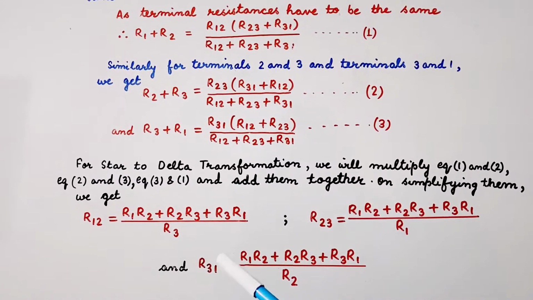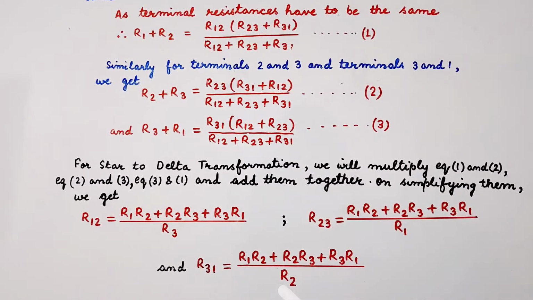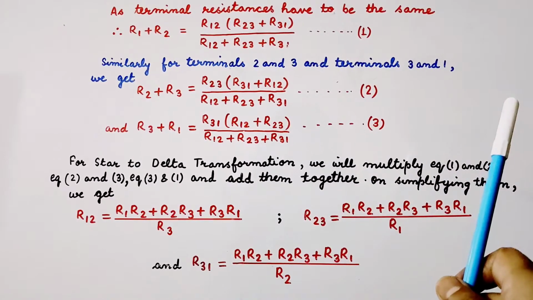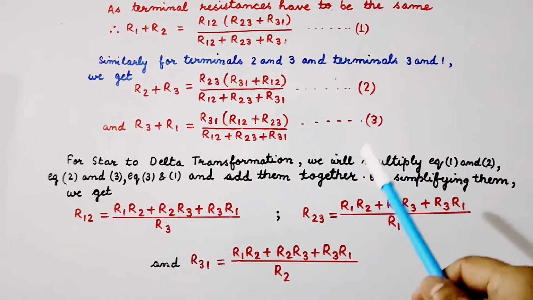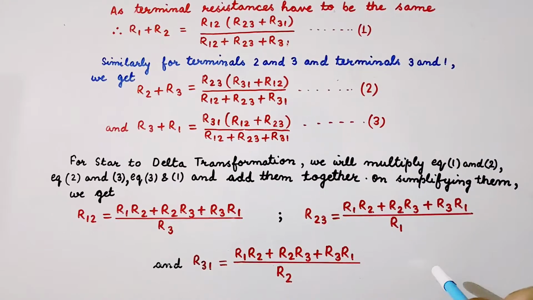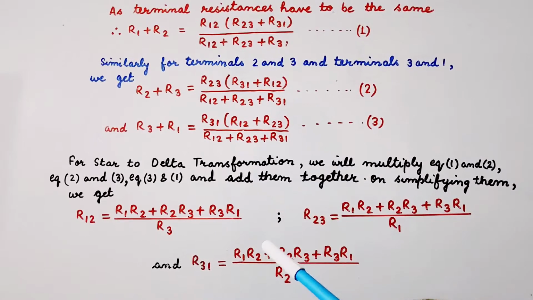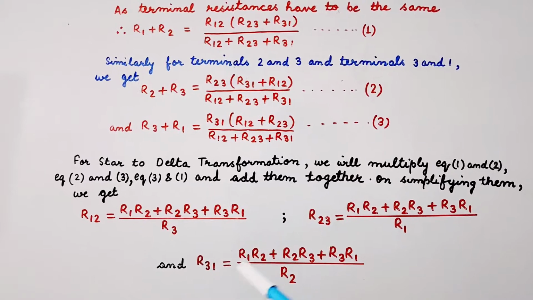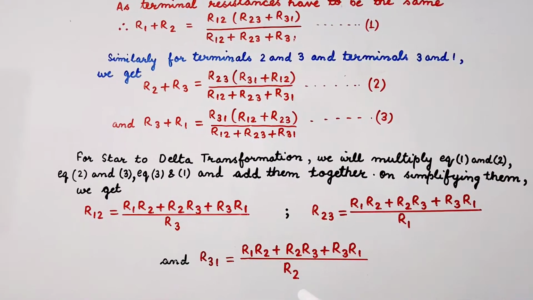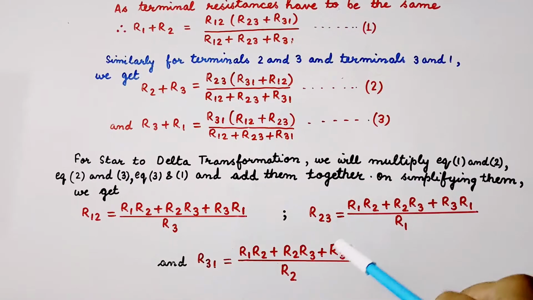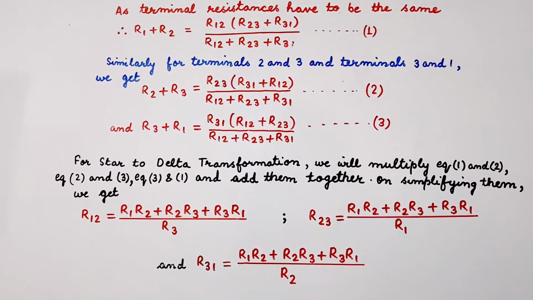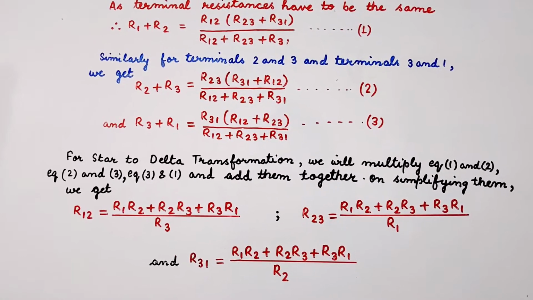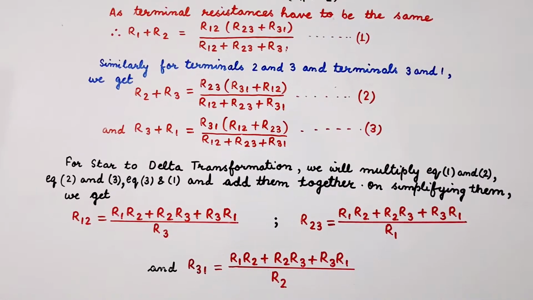So once we have obtained the values of R12, R23 and R31, we will simply remove the star connection of resistances from the circuit, and we will replace it with the resistances connected in delta having the values R12, R23 and R31 between the same 3 terminals 1, 2 and 3. In this way, we can easily convert a given star connection of resistances into delta.